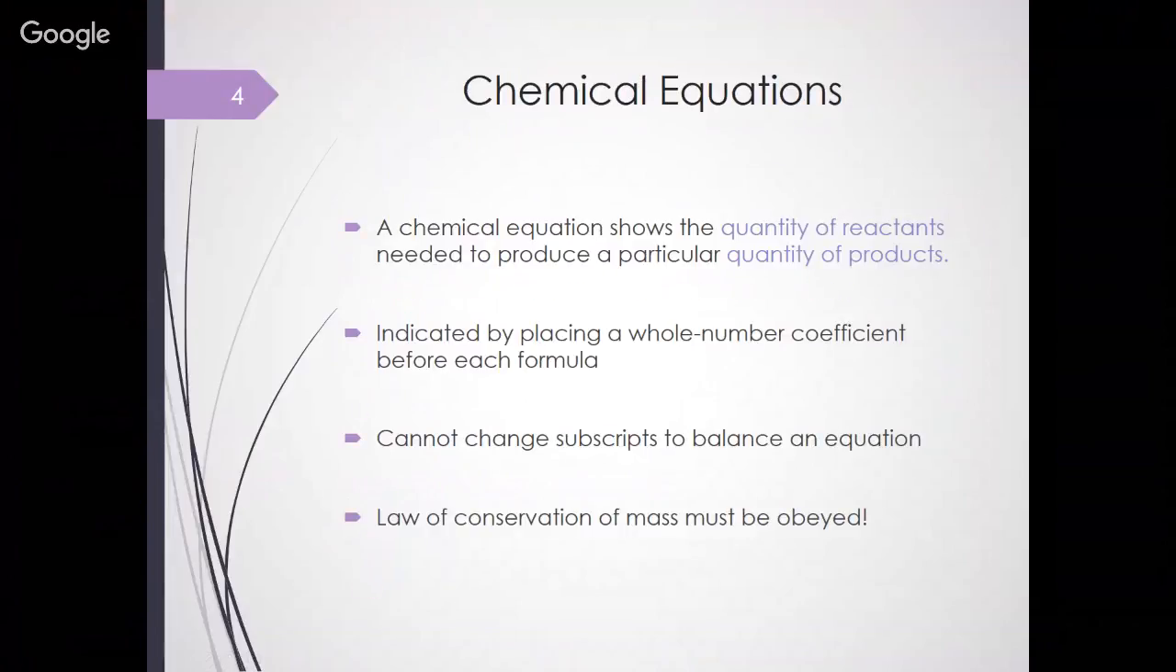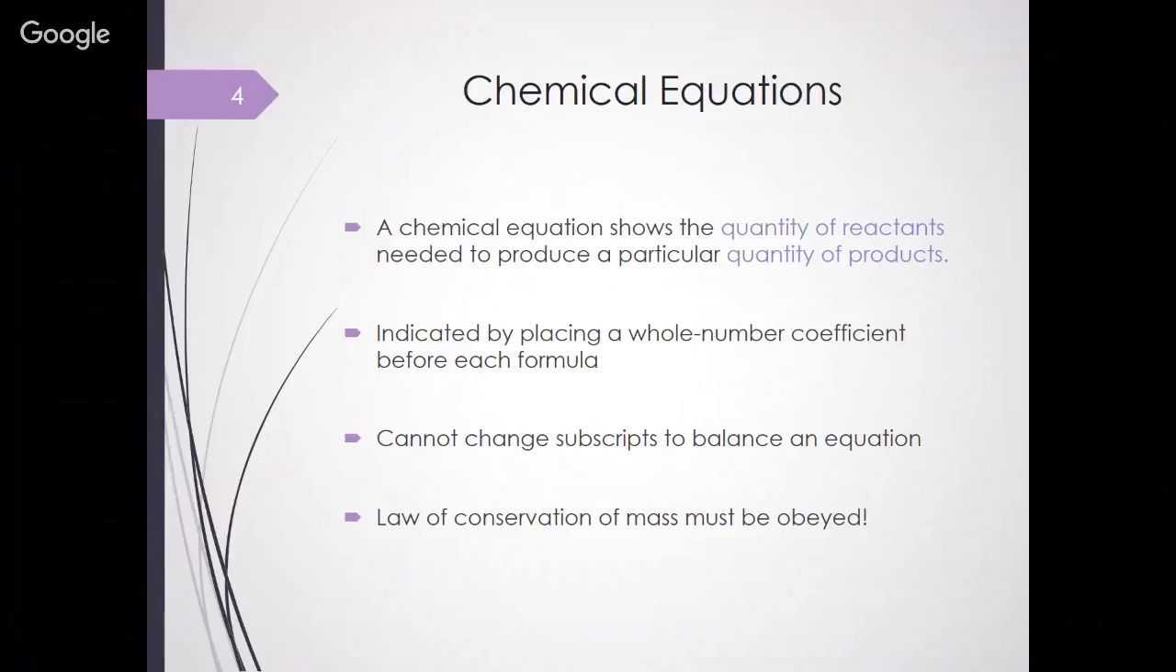So when we're looking at a chemical equation, it's showing us the quantity of reactants and the quantity of products that we're going to get out. We have to balance the equation by placing whole number coefficients before each formula. And those coefficients are looking at multiplying through however many respective atoms we have for a given compound. You're not allowed to balance an equation by changing the subscripts.